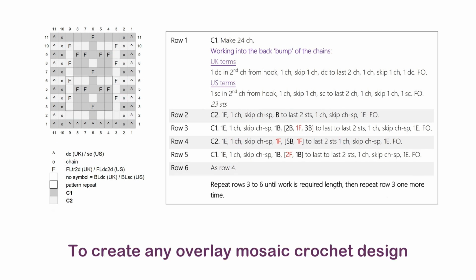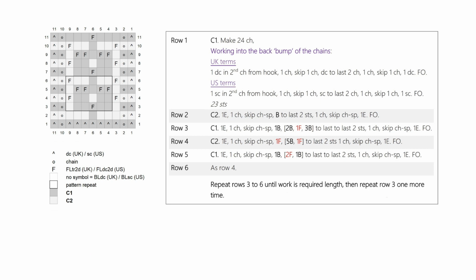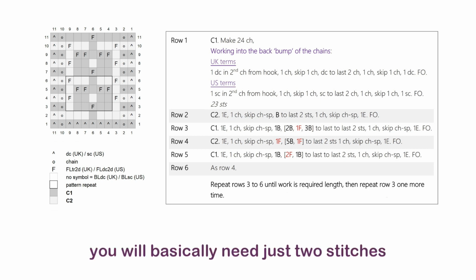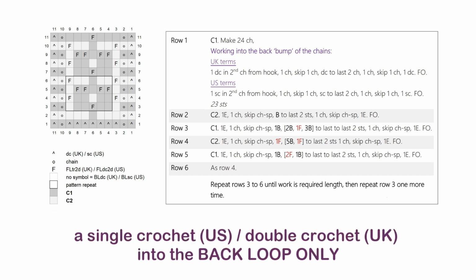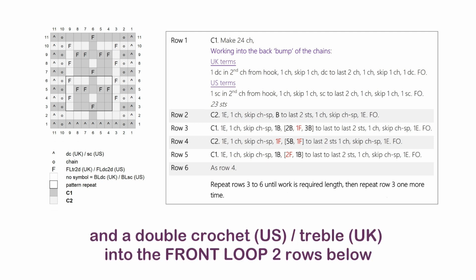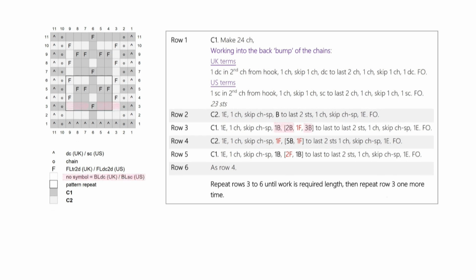To create any overlay mosaic crochet design, you will basically need just 2 stitches. A single crochet in the US or double crochet UK into the back loop only, and a double crochet for the US, treble UK, into the front loop 2 rows below.